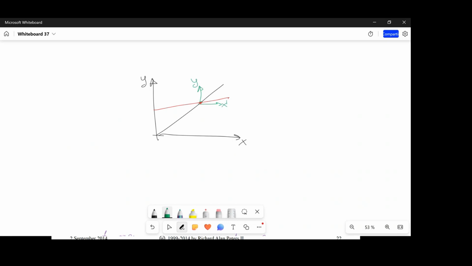X prime, Y prime. In the X prime, Y prime domain, the transformation is very easy. And then I have to undo the transformation. So what is the transformation? If I want to shift to that point, that is X naught, Y naught.